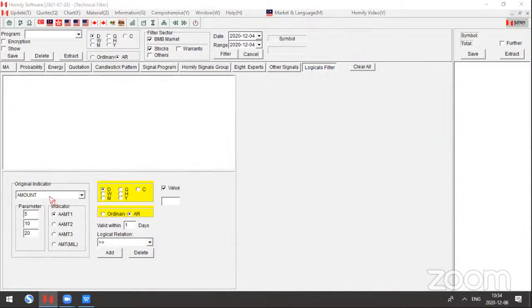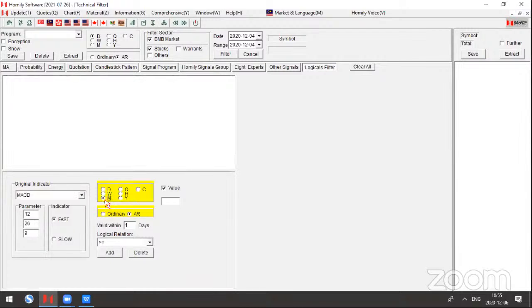Logical filter, and then we can find MACD from the original indicator. Just set the bullish pattern for MACD, which means the fast line is above the slow line. This is the so-called bullish pattern for MACD, right? So you can just set it as the faster line. The logical relation is greater than or equal, but before that, you need to choose the monthly chart.